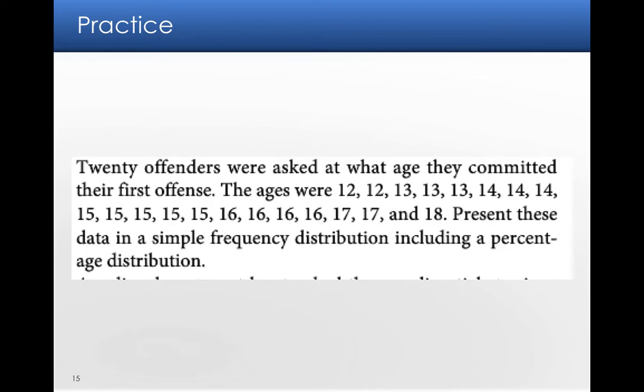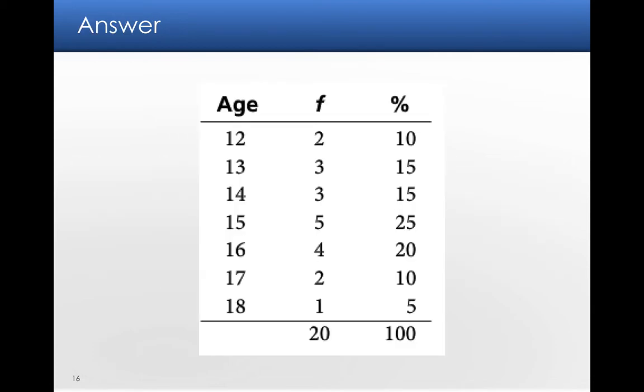Okay, so for practice here, 20 offenders are asked at what age they committed their first offense. And here we have our ages, okay? So how would we put this in a simple frequency distribution, including a percentage distribution as well? So here we list the ages, and we put them in order. 2 people were 12, 3 people were 13, okay? And then you can see to the right, that means 10% of the group was 12, 15% of the group was 13.